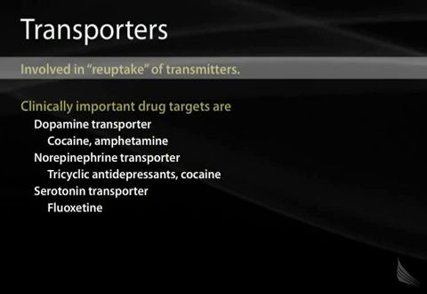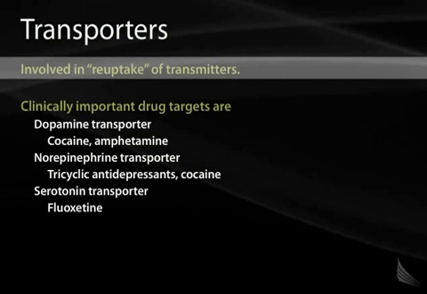Transporters are membrane proteins found on the surface of cells that are involved in the reuptake of neurotransmitters. The activity of these transporters is to decrease the concentration of the neurotransmitter in the synaptic cleft, and this allows for on-off distinction in the nerve cleft.